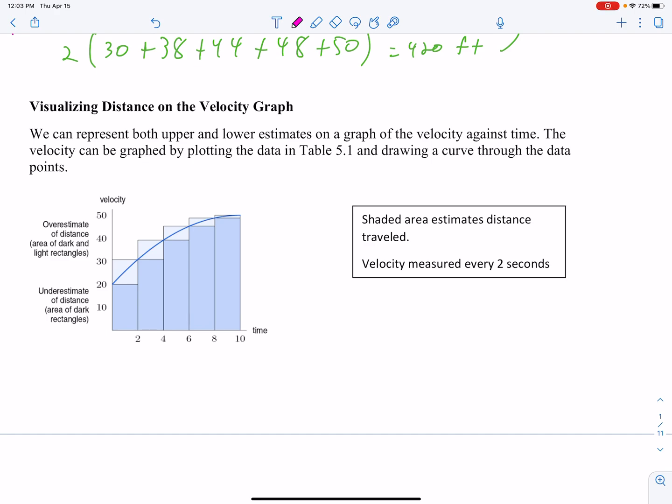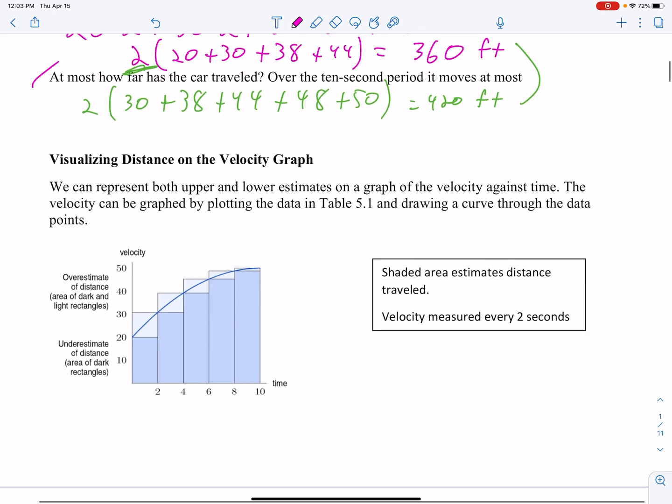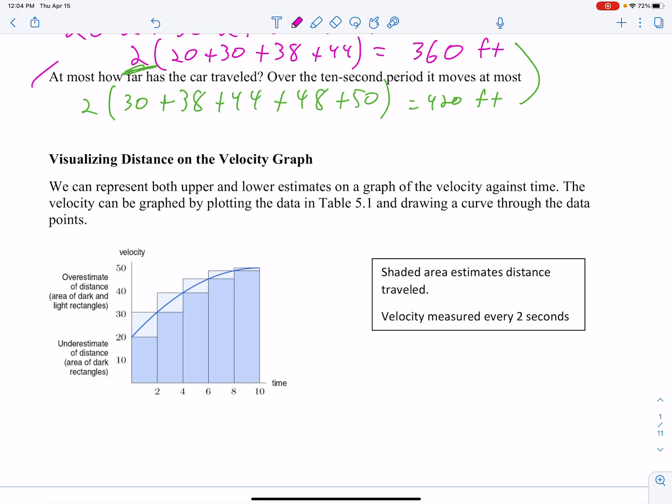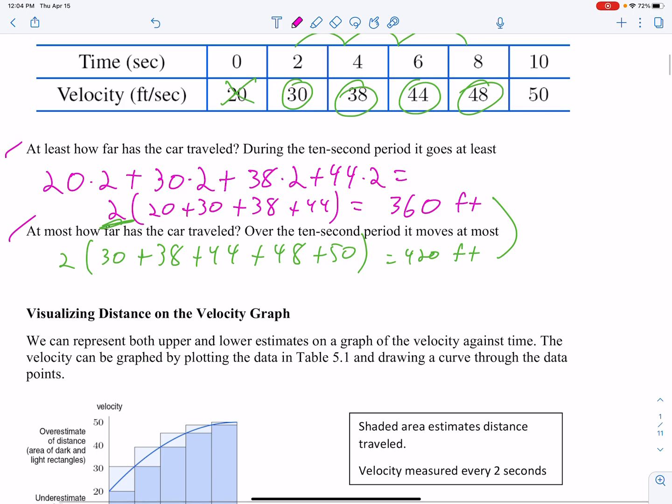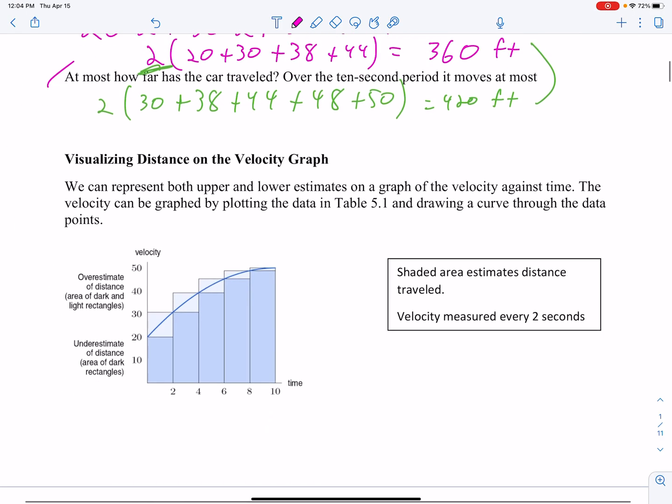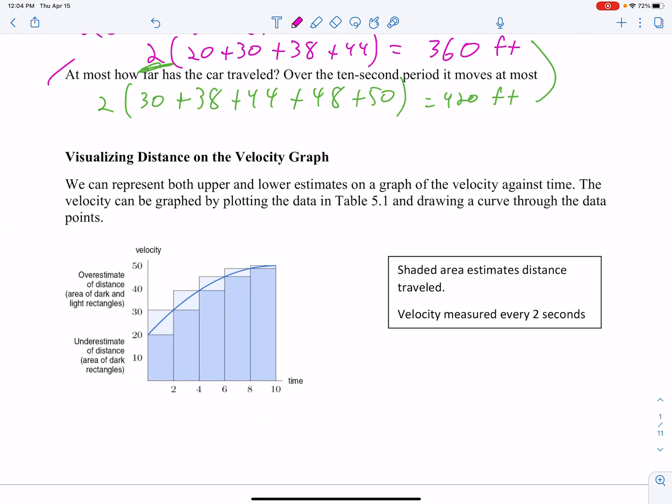And you'll see how this applies in just a minute. So, visualizing distance on the velocity graph. We can represent both upper and lower estimates, which is what we just did, on a graph of the velocity against time. The velocity can be graphed by plotting the data in table 5.1 and drawing a curve through the data points. They used all those coordinate points, plotted them on this graph, and drew a smooth curve. So this is the curve.